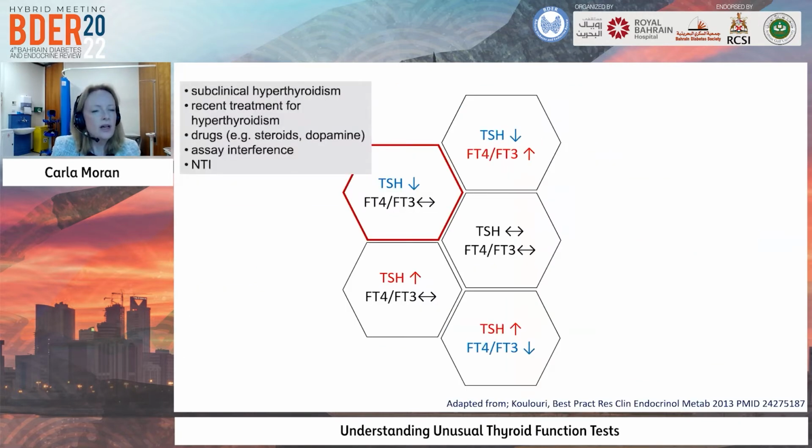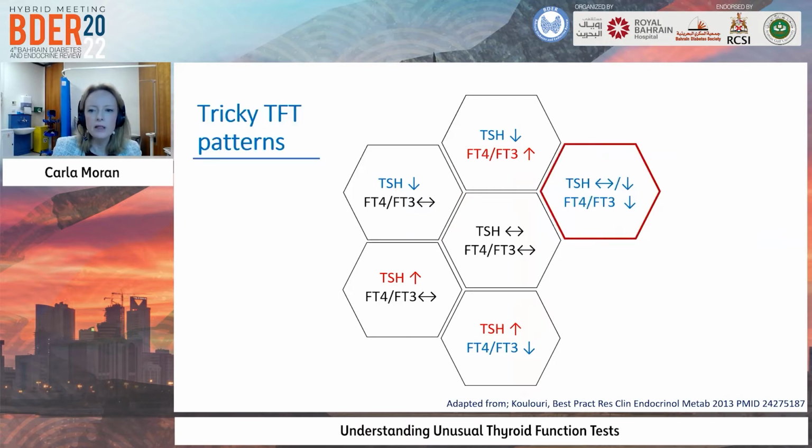The next pattern I'm going to mention is that of a low TSH with normal T4, T3, and that fits with subclinical hyperthyroidism. It can occur following treatment for hyperthyroidism. Some medications can cause this pattern, and also assay interference could be present, or a non-thyroidal illness. The next pattern I'll mention is a low T4 with the TSH within the reference range or low.